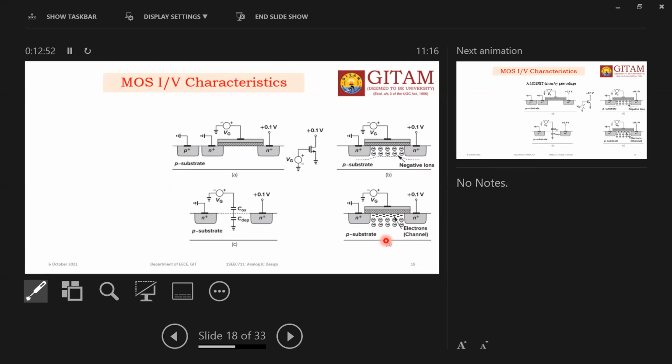Before discussing the IV characteristics, we need to know one important thing, that is the threshold voltage. Threshold voltage is nothing but a cut-in voltage in the BJT. In the BJT, we already studied that there is a cut-in voltage of a transistor or diode, 0.3 volts or 0.5 volts or something. So what is the cut-in voltage? Below that voltage, the device is not operating. Above this voltage, only operating. That is the difference.